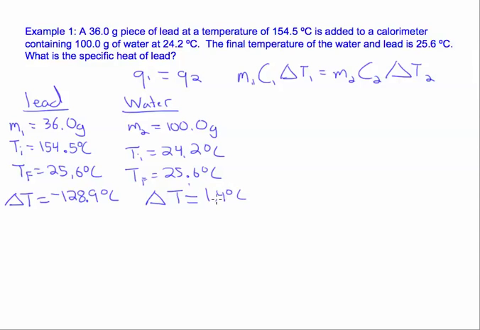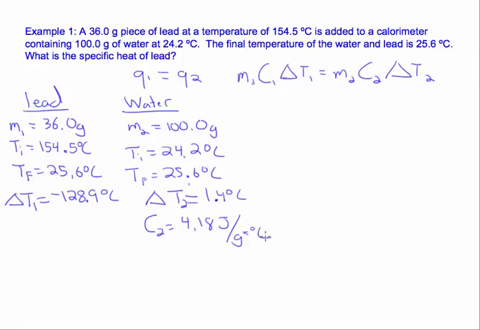You might notice that the lead changes in temperature a lot more than the water. And this is because water has a relatively high specific heat. It's 4.18 joules per gram degrees Celsius. And most metals have less than 1.